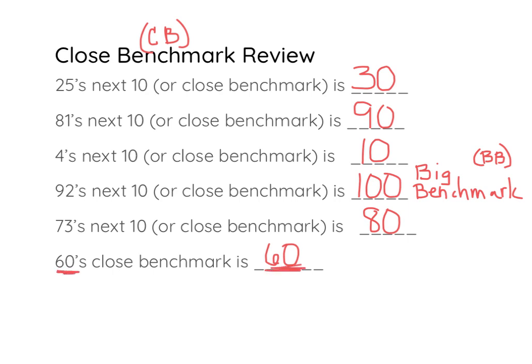So we're just going to do the 10. You wouldn't give the clerk an extra $10. So you would just give them 60. Remember, you have to be able to do your close benchmarks to solve these numbers, just like you had to know them to do picture proof.